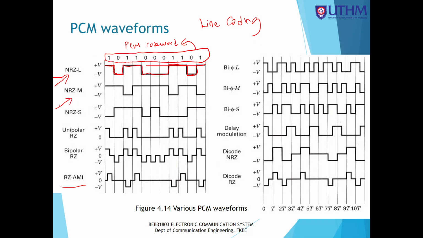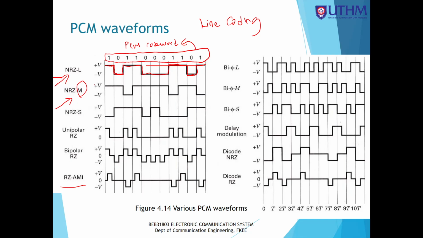And then here is NRZ-M, non-return to zero mark. So what happened here is that the output will change polarity every time we have input logic 1. Setiap kali ada input logic 1, maka polarity akan bertukar. So this is what we call non-return to zero mark. It is going to check the input for logic 1, and every time there's a logic 1, it is going to change the polarity.